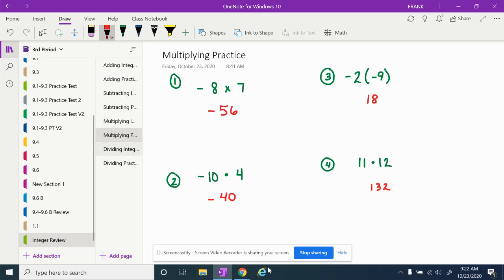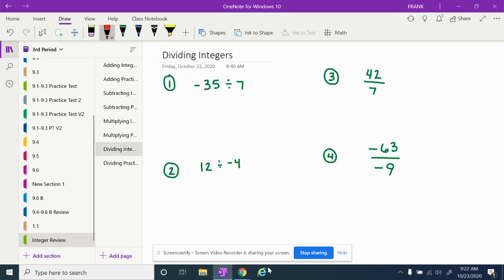Here we go. Here's our last set, division. Same rules as multiply. If the signs are the same, the answer is positive. If the signs are different, the answer is negative. You may see it in this format over here on the left with the little division symbol, or you may see it with the fraction bar, because the fraction bar means divide. Either way, the rule is still the same. Signs are the same, answer is positive. Signs are different, answer is negative.